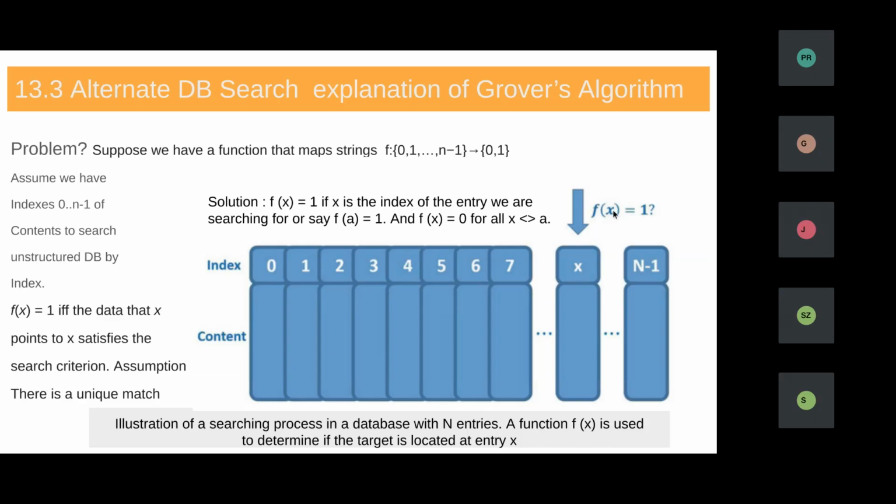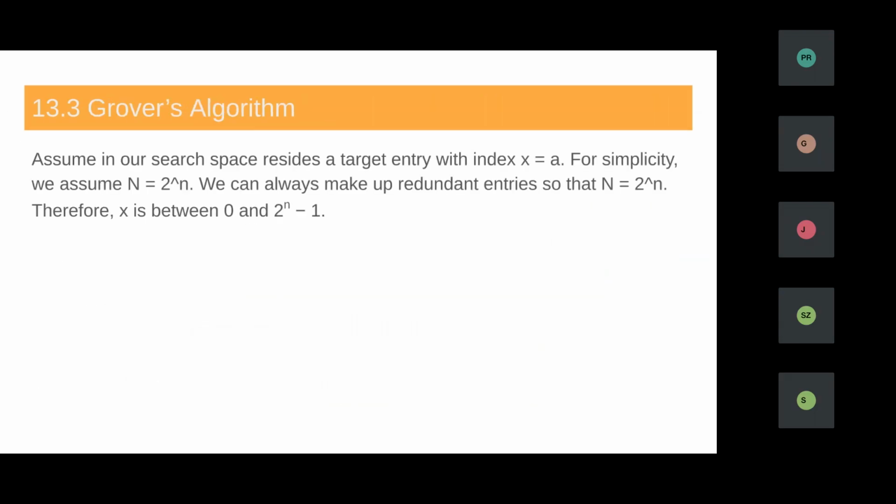So in this case, fx is equal to 1 if the data that x points to satisfies the search criterion. Obviously, only if it satisfies the search criterion do we get a 1. Otherwise, we get 0. That's what it means. So we say f(a) equals 1 and fx equals 0 for all x not equal to a. Not equal to is used in different ways, but this is one way to present it. So this illustrates the database with N search space, and you are trying to find the string that is pointed out by this.